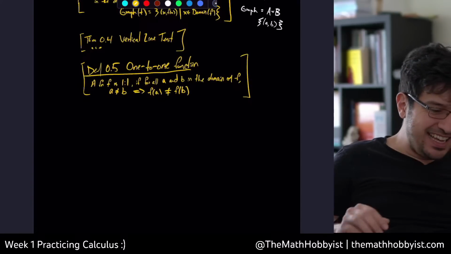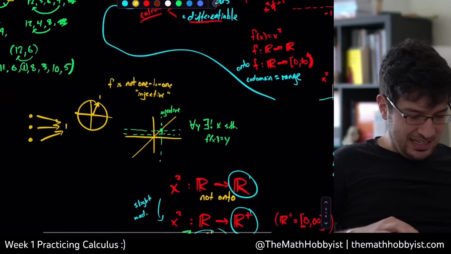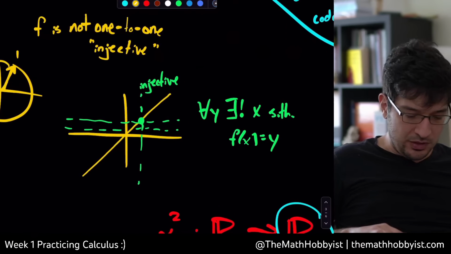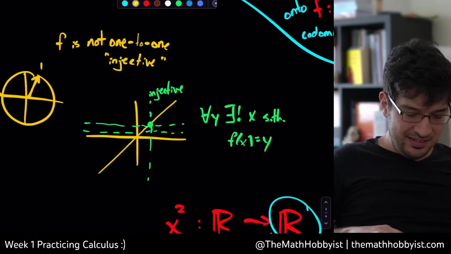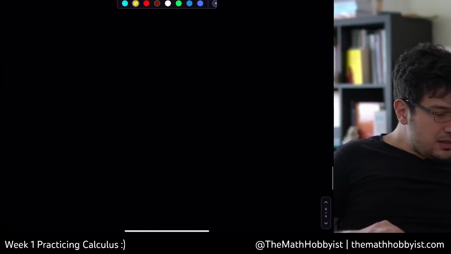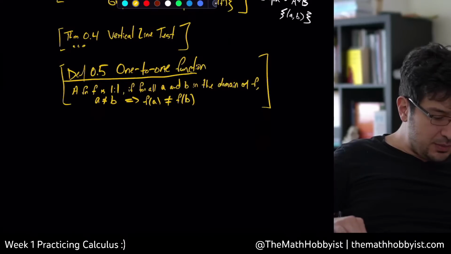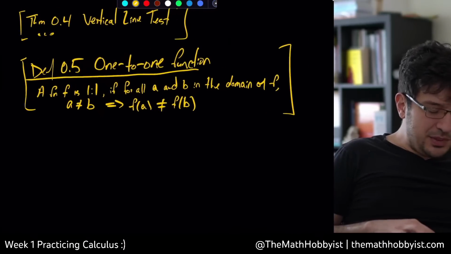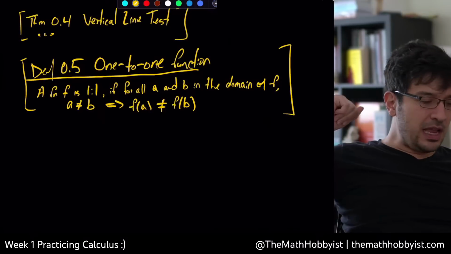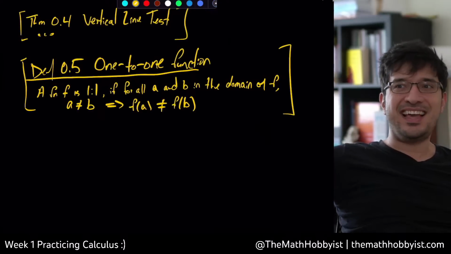Yeah. A horizontal line test. Like what I did over here. I was defining a one-to-one function and talking about a horizontal line test. And that is problem 91. Use definition 0.5, the one that we just wrote, to prove that a function is one-to-one if and only if its graph passes the horizontal line test.